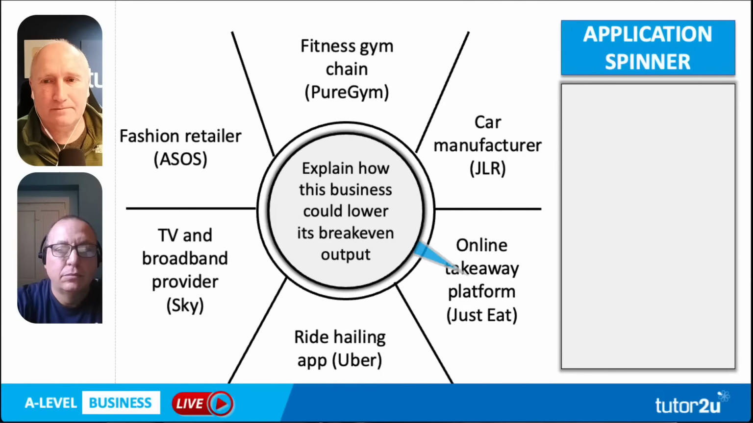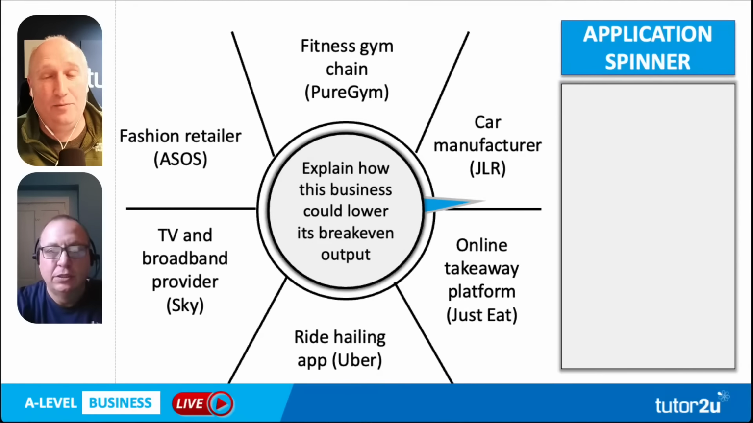Let's spin the wheel. What do you think it's going to land on, Graham? I don't know. Don't wait too long. Exciting. I do think Uber. Well, you're wrong. It's JLR, but that's useful for Edexcel students, obviously, with paper 3. So over to you in the live chat.